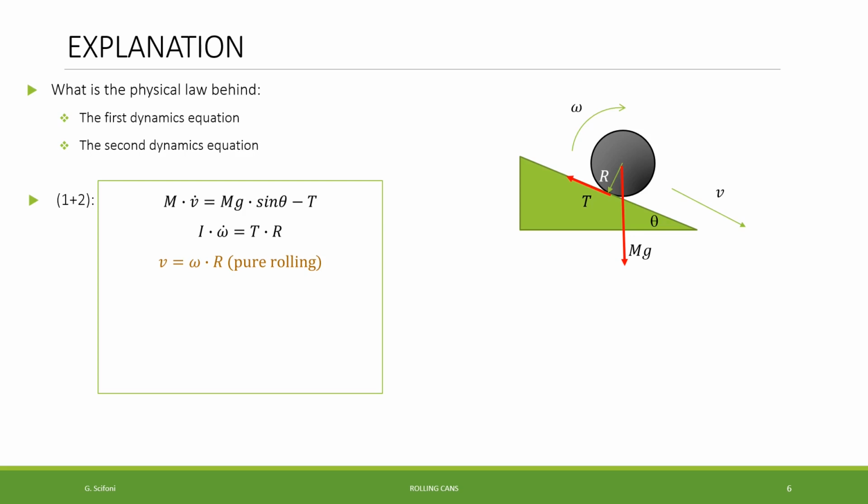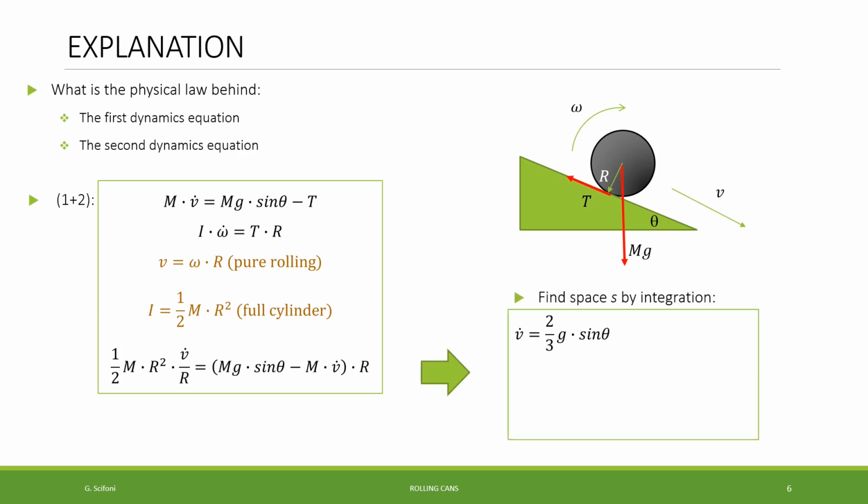We consider first the case of the full can. Therefore, the moment of inertia has this expression. Replacing it into the second equation and getting T, the friction force, from the first one, we can have an expression of the velocity derivative, which is a constant, 2/3 g times sine of theta. And after two integration steps, we find also the space as a function of time squared.